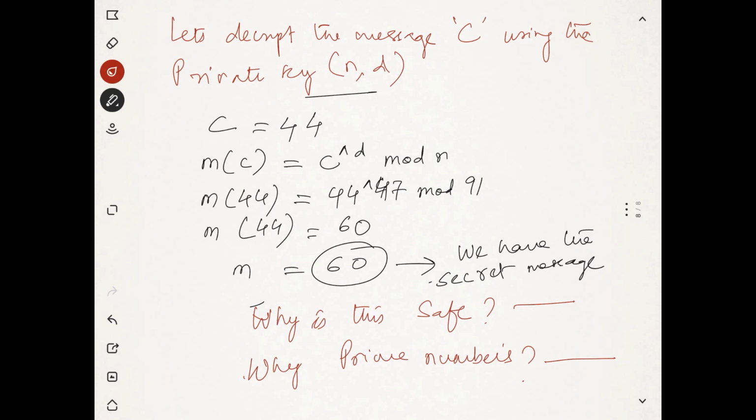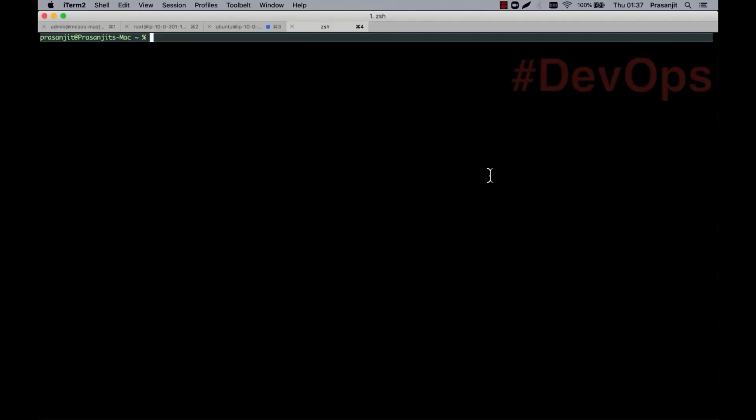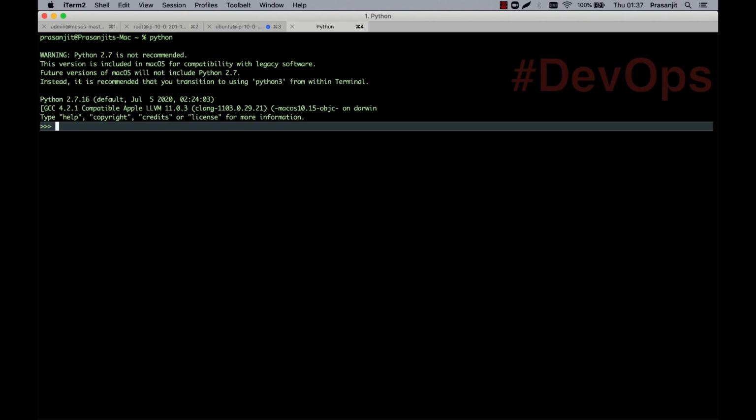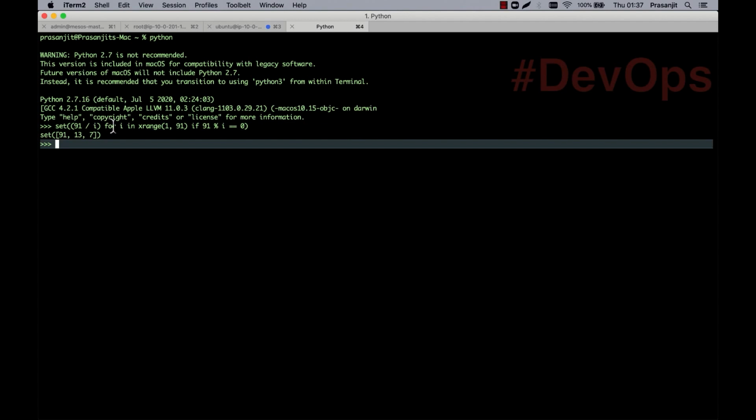And why do we use prime numbers? As I said, calculating large primes is complex, so you can see for yourself. Let me open a Python terminal. So I'm in Python. If I write something like set of i for i in range 1 to 91, if the modulus function gives zero, then I get the answer very quickly for 13 and 7, those two numbers, p and q.